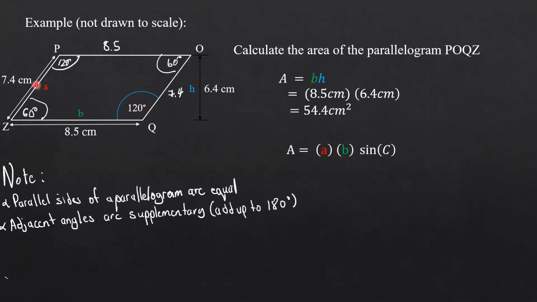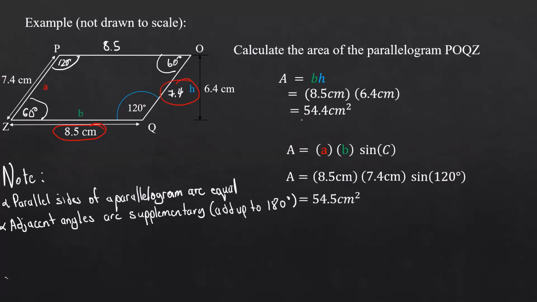However, let's use what we've been doing all the time, which is to use the sides and the angle between them. So we have 7 points. Let's use these two sides, 8.5 and 7.4 centimeters. So 8.5 multiplied by 7.4 multiplied by sine of the angle between them, which is 120 degrees. You'll get a similar answer to before. One point off is okay. It's mostly because of the trigs. The sine is the reason.